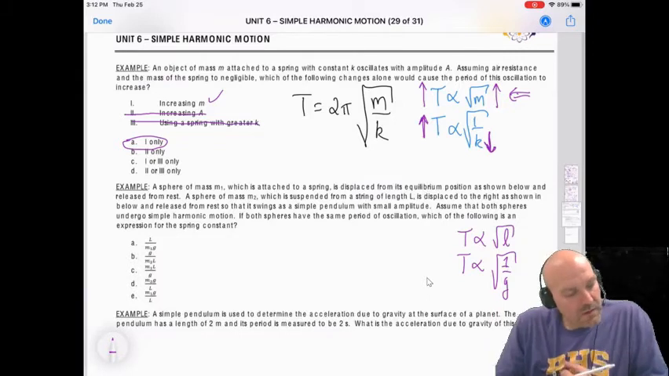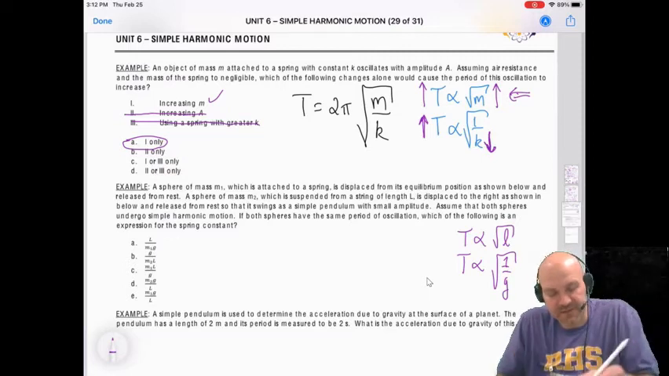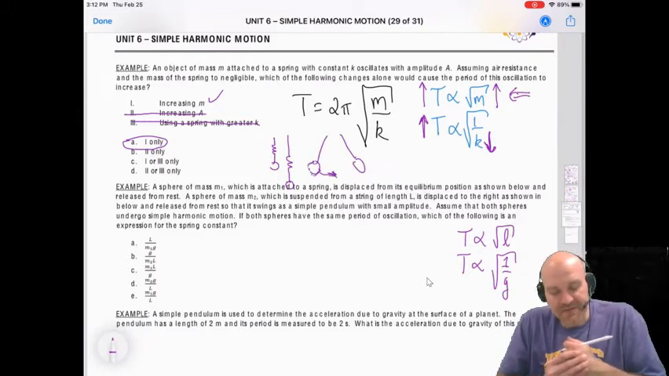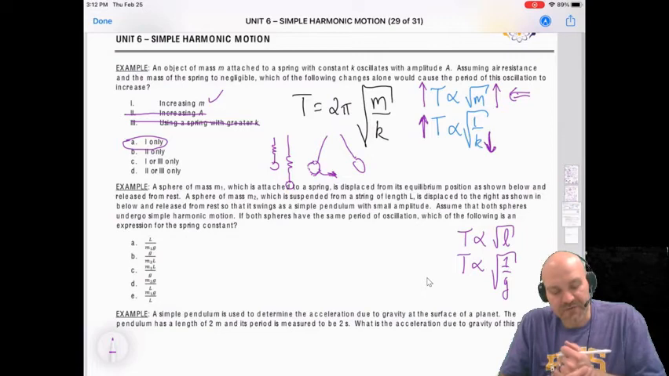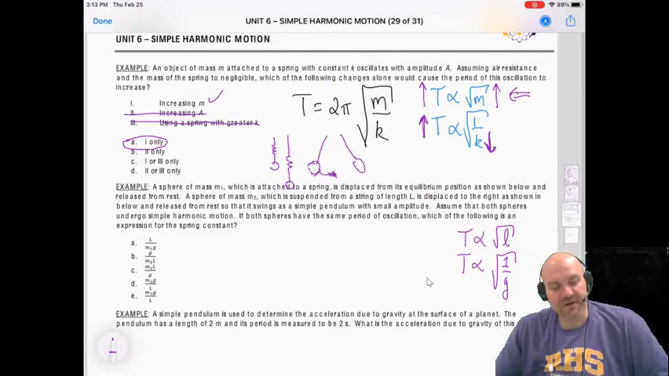The next one says the sphere of mass m1, which is attached to a spring, is displaced from its equilibrium position as shown below. I forgot to put the picture. Basically, the picture looks something like this, and then you have a pendulum doing its back and forth motion. A mass m2, which is suspended from a string of length L, is displaced to the right as shown below, and released from rest, and so it swings as a simple pendulum with a small amplitude. Assume that both spheres undergo simple harmonic motion. If both spheres have the same period of oscillation, which of the following is an expression for the spring constant?